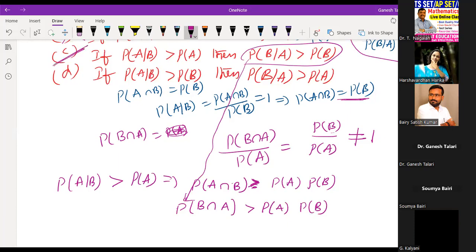Coming to the fourth one. Probability of A given B greater than probability of B, it has been given. So probability of A intersection B is greater than probability of B whole square. Right? Coming to this one.